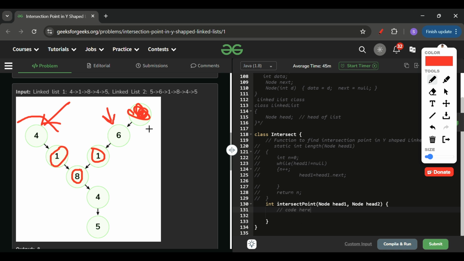But the issue is that the lengths are not equal. If the lengths are not equal, it's causing the issue.